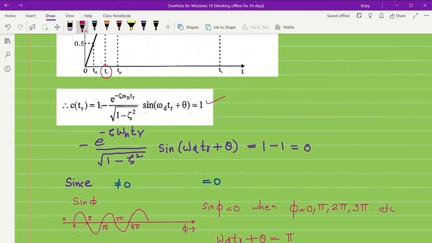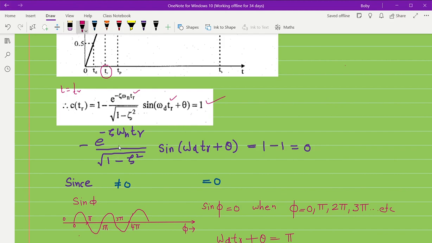So the expression 1 minus e power minus zeta omega n TR divided by root of 1 minus zeta square, sine omega d TR plus theta, will be equal to 1. At time t equal to TR, C of t becomes C of TR, and every t is to be replaced by TR. The rise time is TR, so in that case C of t is equal to 1.